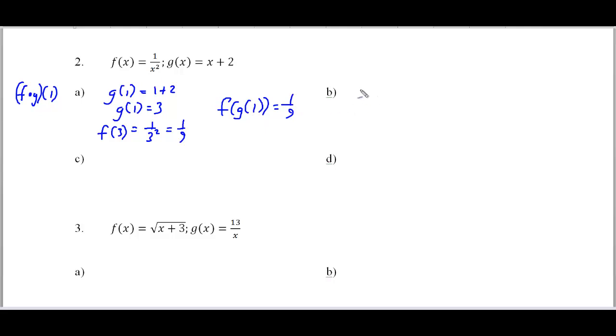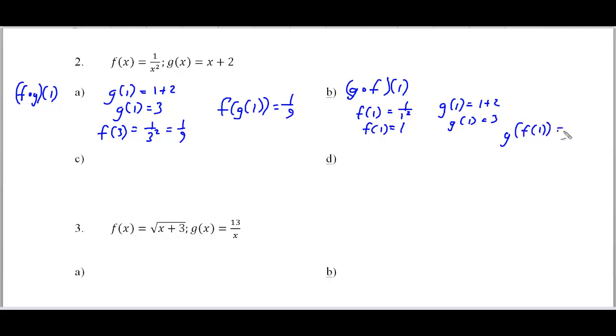Okay, moving on to the next problem here. This is going to be my g of f of 1. So I'm going to take my 1 and plug it in for my f. Plug in 1 in for f. It's 1 over 1 squared. So 1 over 1 squared is 1 over 1, which is 1. So my f of 1 is 1. And then I'm going to plug g of 1 into the problem. So g of 1 is equal to 1 plus 2. G of 1 is equal to 3. So now that I'm at my answer here, that means my g of f of 1 is equal to 3.